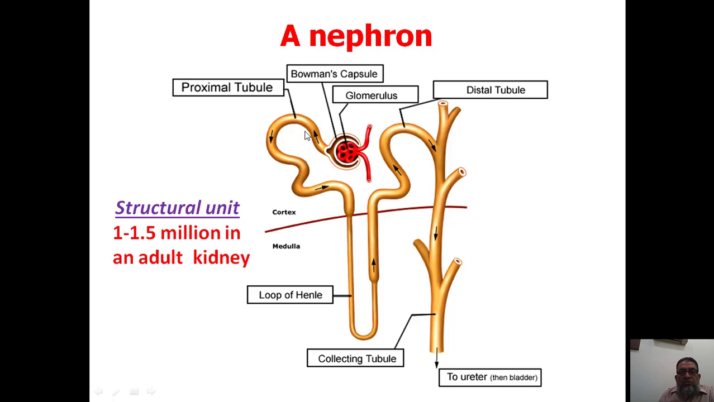The Bowman capsule leads into the tubular system: the proximal convoluted tubule, then the thick loop of Henle, thin loop of Henle, again the ascending thick loop, and then the distal convoluted tubule, which leads into the collecting tubule. These collecting tubules ultimately drain into the ducts of Bellini, and then at the apex of the renal pyramid into the minor calyx. This is the structural unit. It performs all the functional aspects of the kidney. You will have to memorize its components.